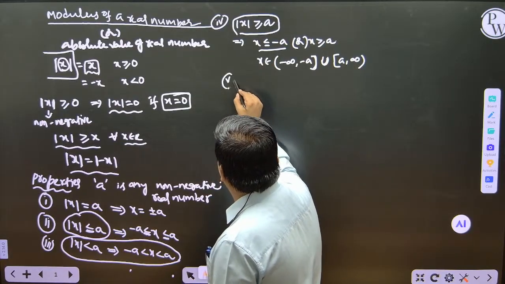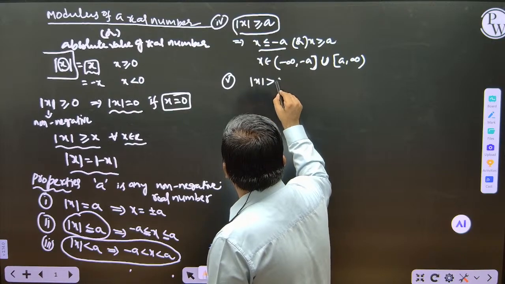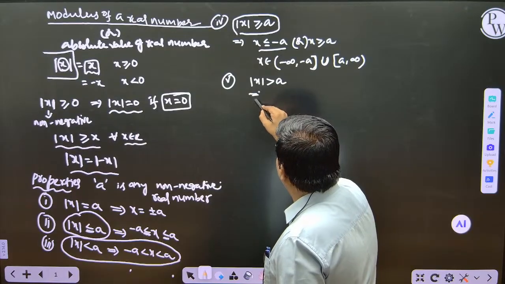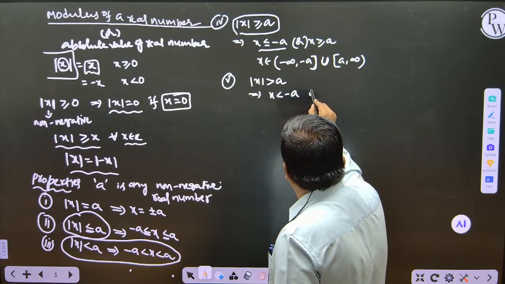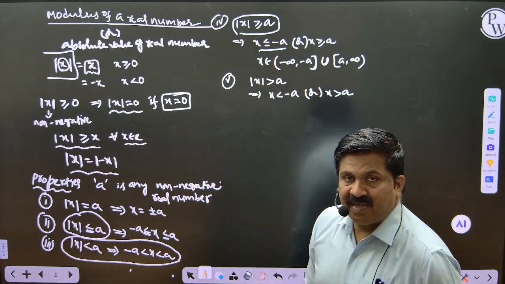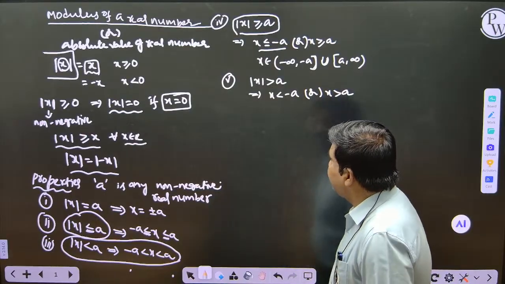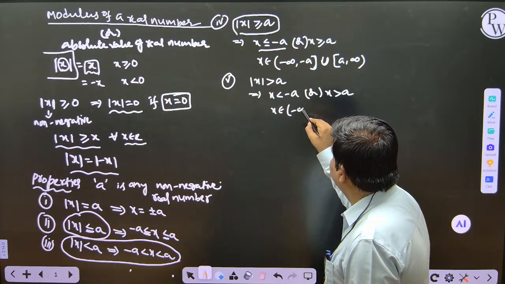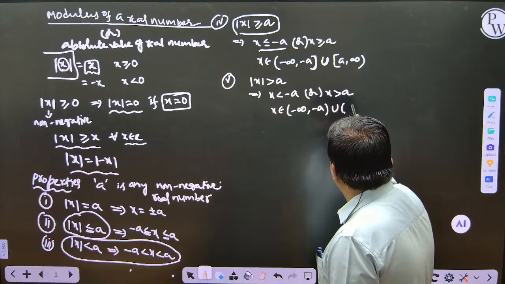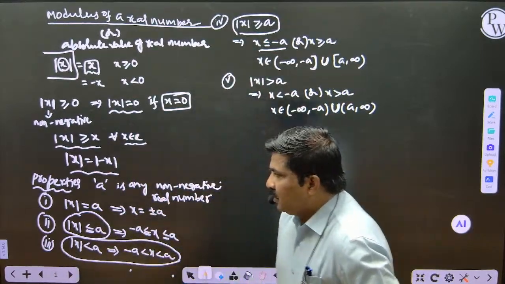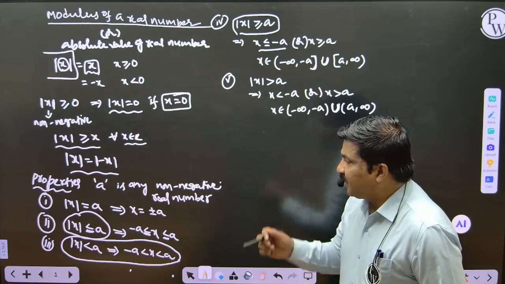Next, if you take the fifth one, you see mod x is greater than A. It implies what? X less than minus A or x greater than A. So x belongs to what? Minus infinity to minus A union A to infinity. These are the properties of this.